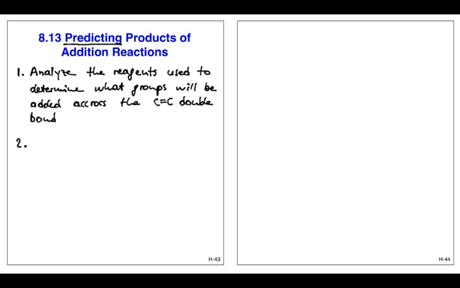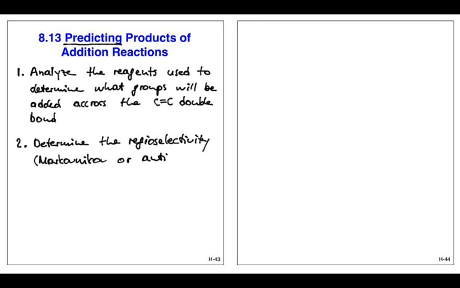Now number two is you want to determine the regioselectivity of that reaction. Once you recognize the reagents, you should know the regioselectivity. That means, is the reaction going to go in a Markovnikov fashion, where the nucleophilic part of the reagent adds to the more substituted carbon atom at the end of the double bond, or is it going to be anti-Markovnikov? That's what you need to know.